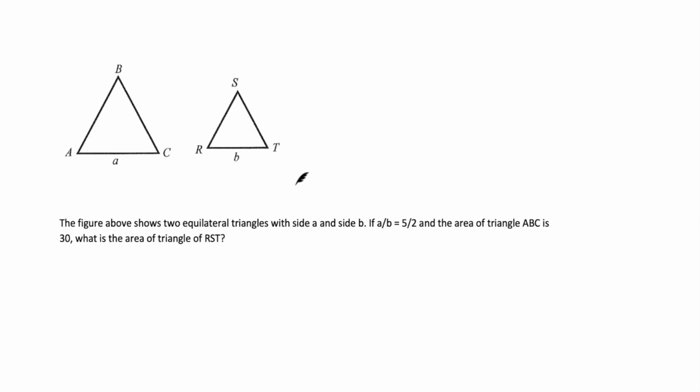Let's have a look at another question. The figure above shows two equilateral triangles. Okay, we've got two equilateral triangles with side A and side B. If A over B equals 5/2, we have the ratio of the corresponding sides. That's good. And the area of triangle ABC is 30. What is the area of triangle RST?